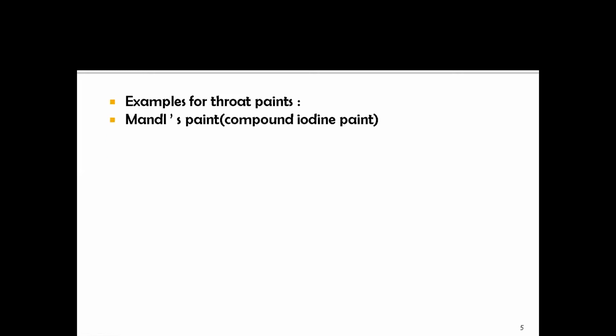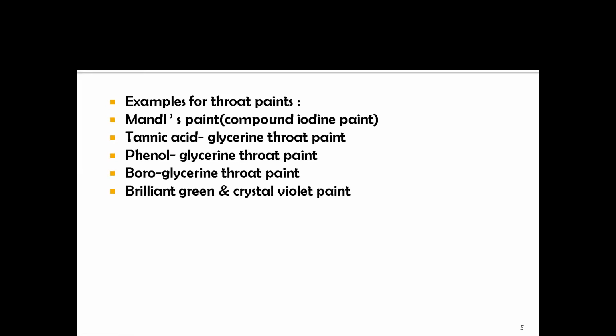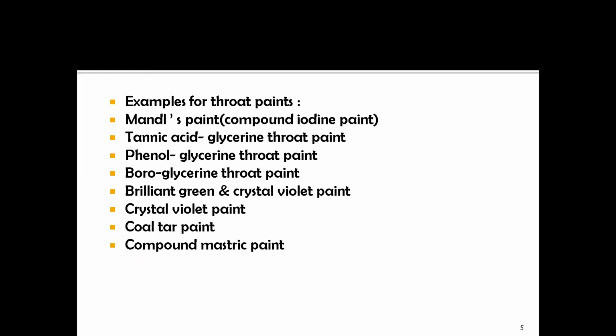Examples of throat paint include Mandel's paint that we are going to see today, tannic acid glycerin throat paint, phenol glycerin throat paint, boroglycerin throat paint, brilliant green and crystal violet paint, coal tar paint, compound mastic paint, and betadine antiseptic paint.